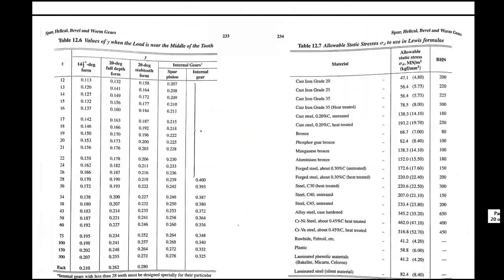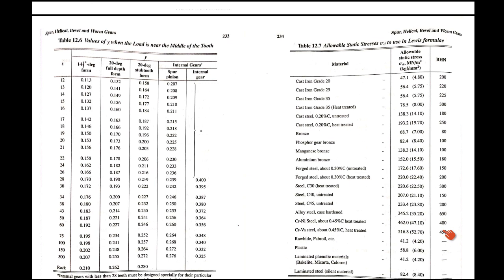So if you look here, this is table 12.7. In table 12.7, they have given different types of materials that are commonly used for the spur gear and the corresponding allowable stress value. Even though it is stated to use in the Lewis formula, this can also be adopted for any static stress field, and they have also specified the Brinell hardness number.